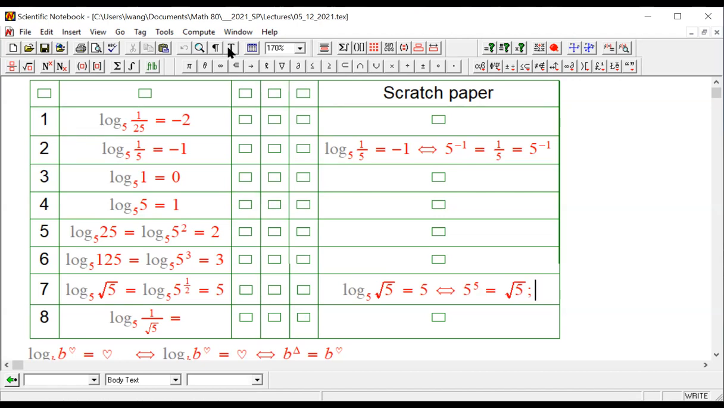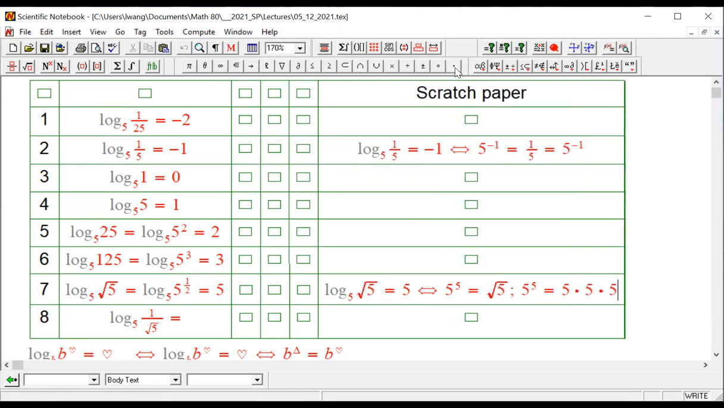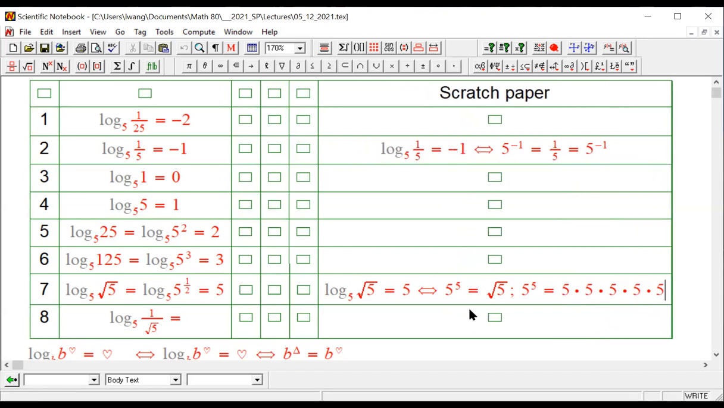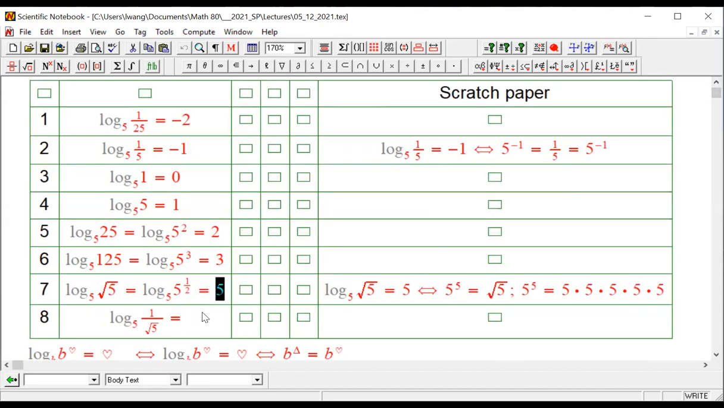What is 5 to the power of 5? Five times five times five times. Is that equal to square root of 5? Obviously not, right? So think again. What should that answer be?